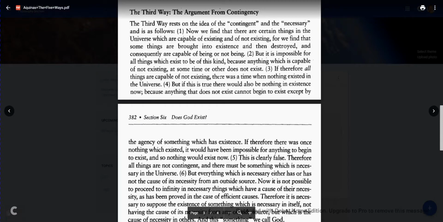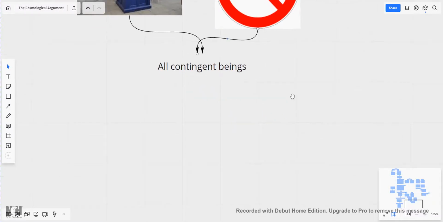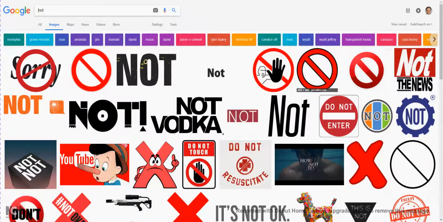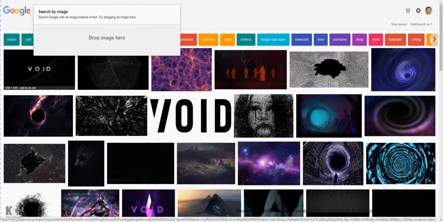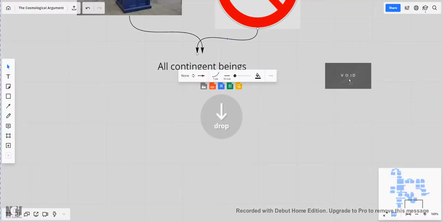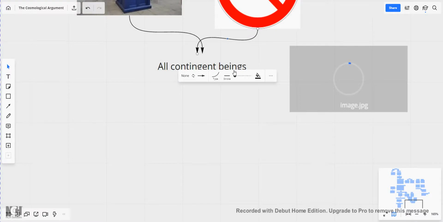Yep. So there has to be a time when, if things came in and out of being through the timeline because they are contingent upon the circumstances that create them, we get complete blackness. We get absolute nothingness. We get the void. The void. Here it is. Right. So there has to be a time when nothing existed.